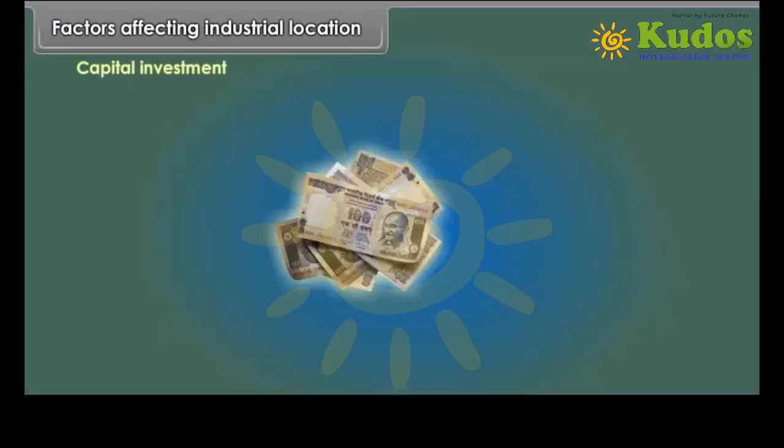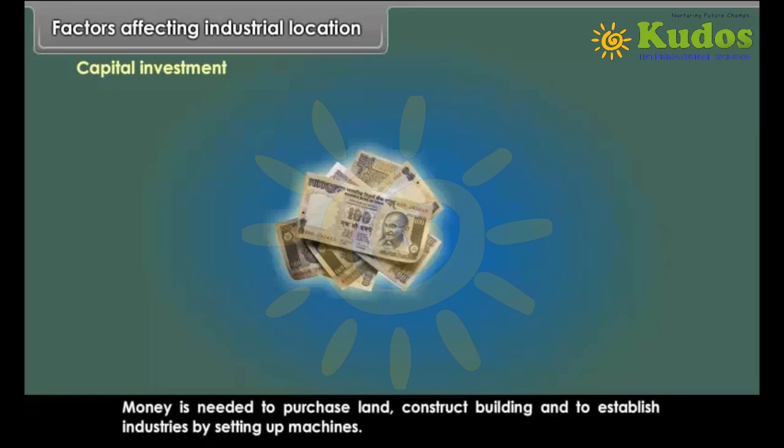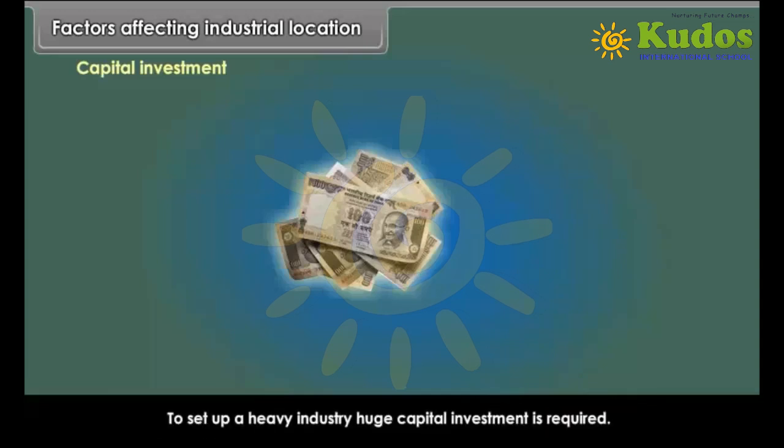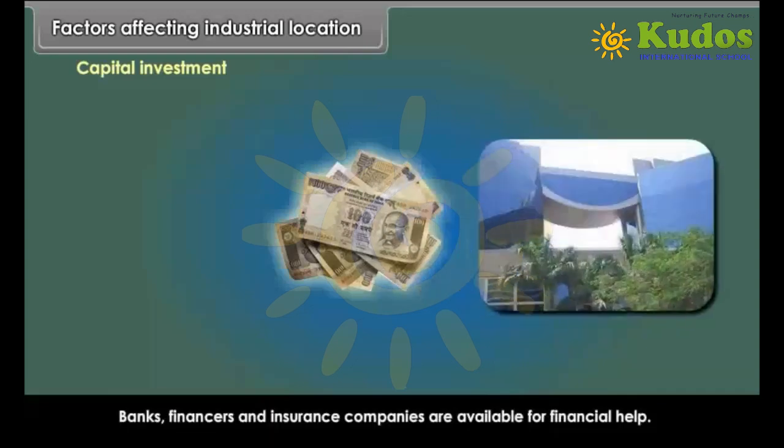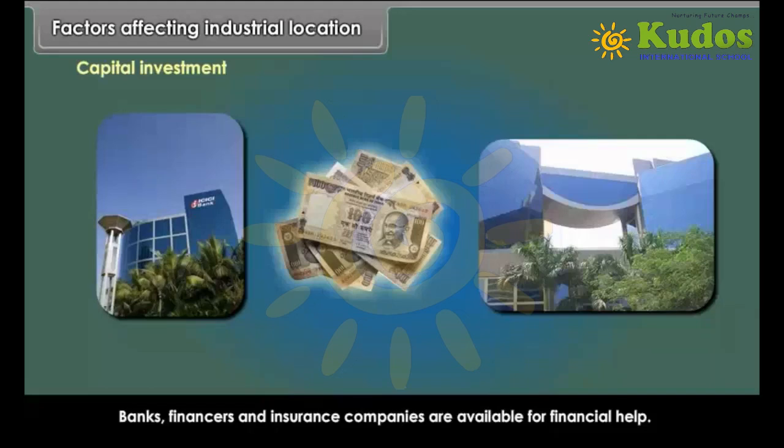Capital investment. Money is needed to purchase land, construct buildings, and to establish industries by setting up machines. To set up a heavy industry, huge capital investment is required. Banks, financiers, and insurance companies are available for financial help.